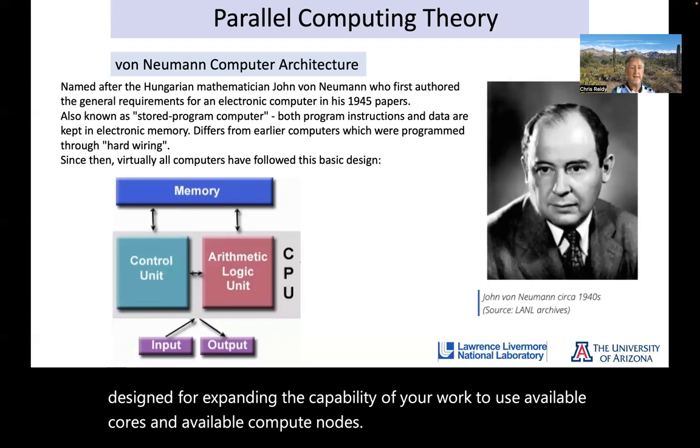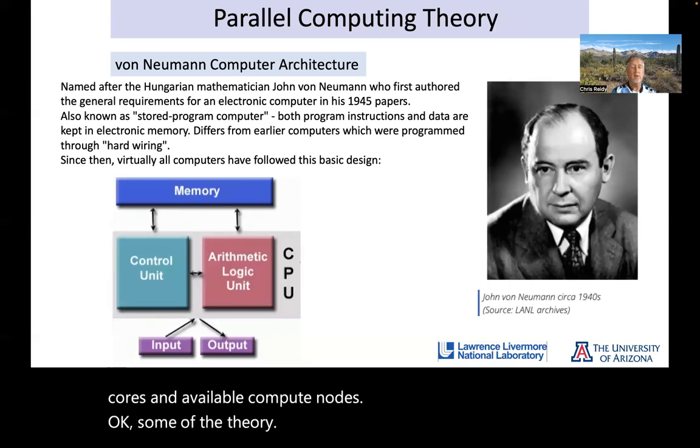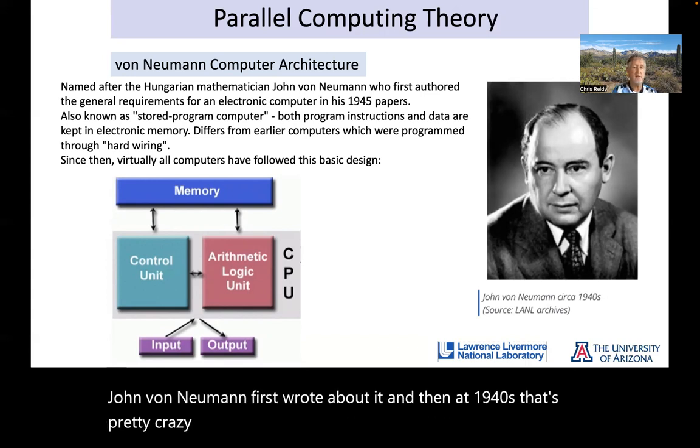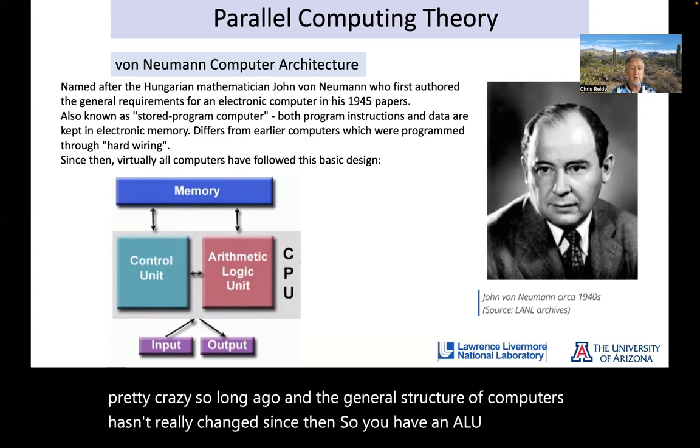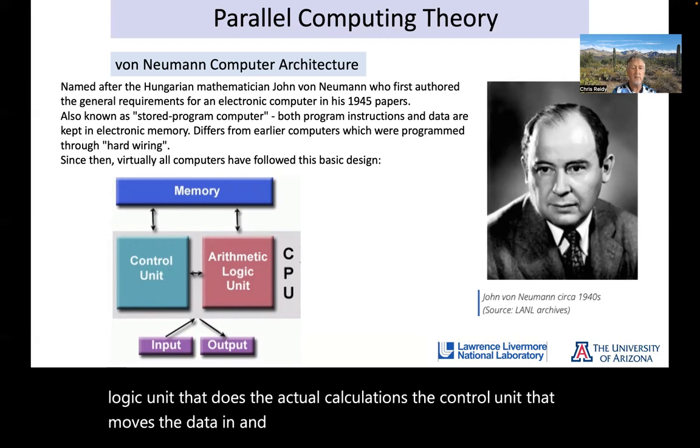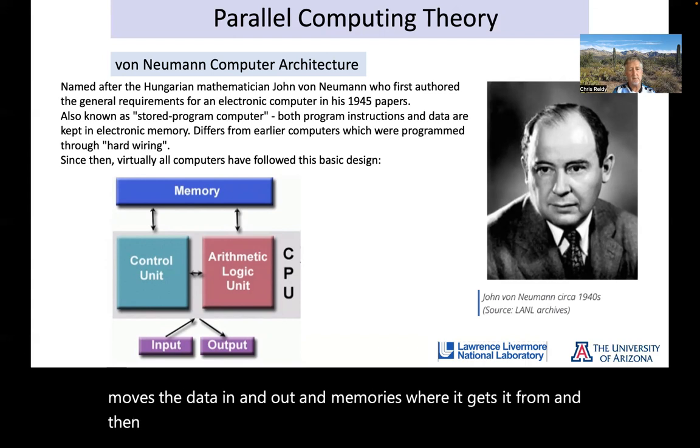Okay, some of the theory. John von Neumann first wrote about it in the 1940s. That's pretty crazy, so long ago. And the general structure of computers hasn't really changed since then. So you have an ALU, the arithmetic logic unit that does the actual calculations, a control unit that moves the data in and out, and memory is where it gets it from, and then input and output. So those are sort of the really basic design steps.